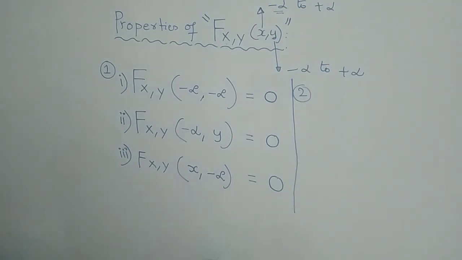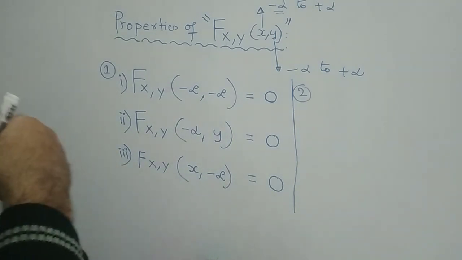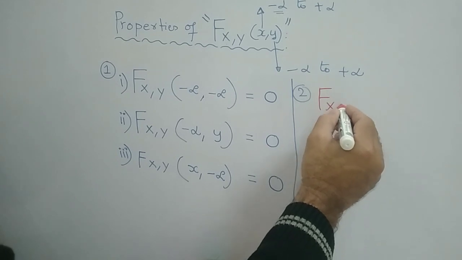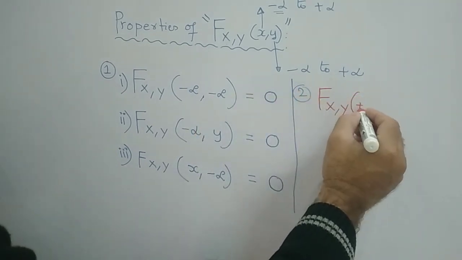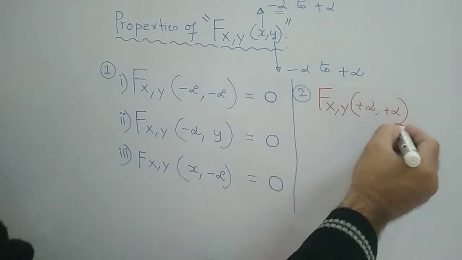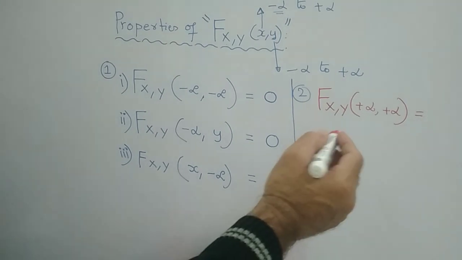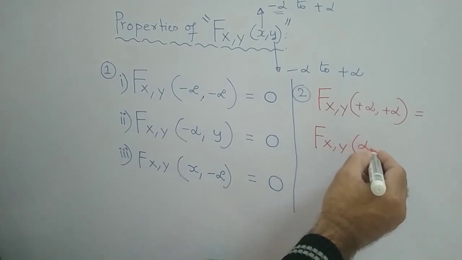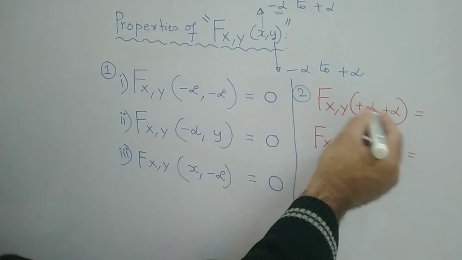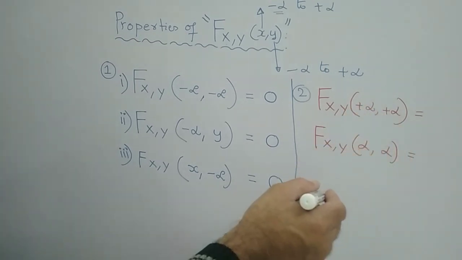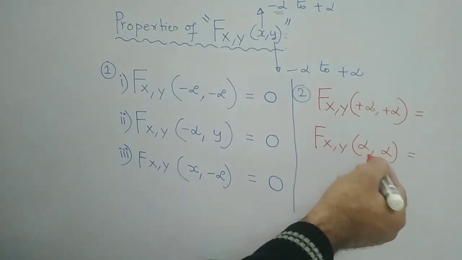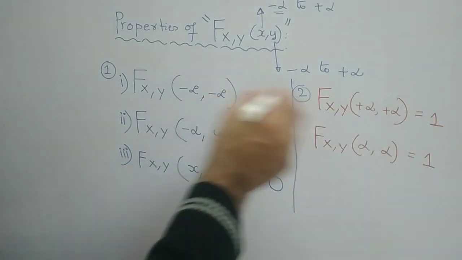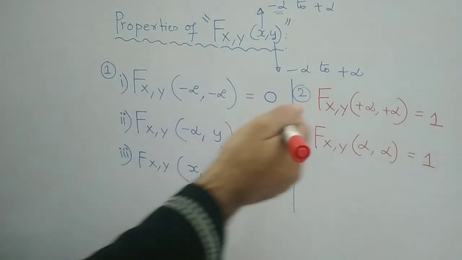Similar only. So if you see the second property, F of x, y, in the same line I can write like this: capital F of x comma y, and here I can take plus infinity comma plus infinity, or simply you can write infinity comma infinity, nothing wrong in that. Plus itself is plus only, it is not required to mention. In this case, it is 1. Your distribution function becomes 1. That is the second property.